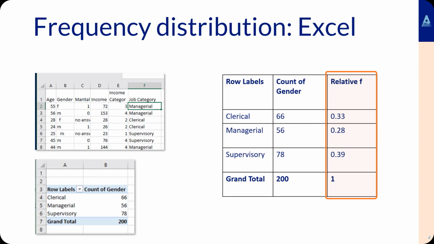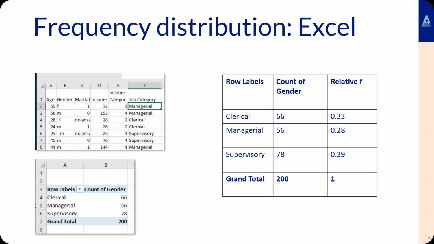So we can just use some simple Excel formulas to calculate a relative frequency. So what we're doing there is we're calculating what percentage of 200 is 66, what percentage of 200 is 78, etc. And we can actually, in the pivot table itself, calculate percentages instead of counts. Instead of count of gender, we could have said percentage of column total. So there's 2 or 3 different ways to do that.